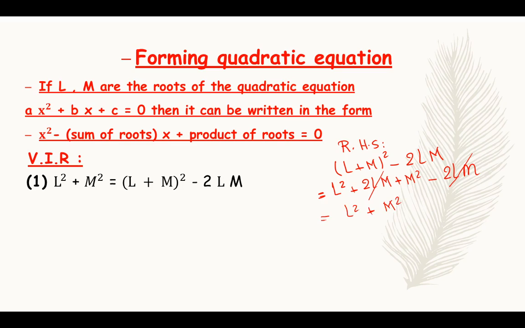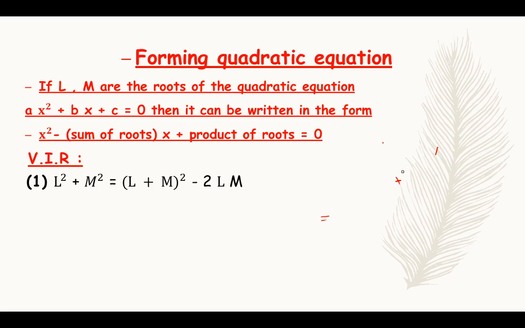So you can see that L power 2 plus M power of 2 is equal to L plus M for all power of 2 minus 2LM. And we change it from L power of 2 plus M power of 2 to L plus M for all power of 2, which is the sum of the two roots. We know that if we have a quadratic equation whose roots are L and M, then the sum of the two roots will be L plus M and the product of the two roots will be LM. Okay? And you can explain the following rules in the same way. Okay?